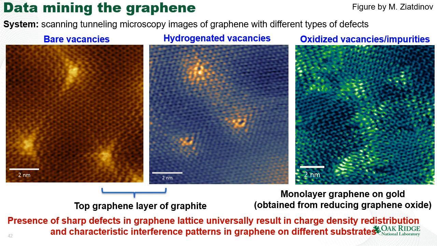So this is the example of several images of the different types of graphene: graphene with bare vacancies, graphene with hydrogenated vacancies, and graphene with oxidized vacancies. All these defects result in changes in the charge density distribution in the graphene, so we see these complex electronic patterns.